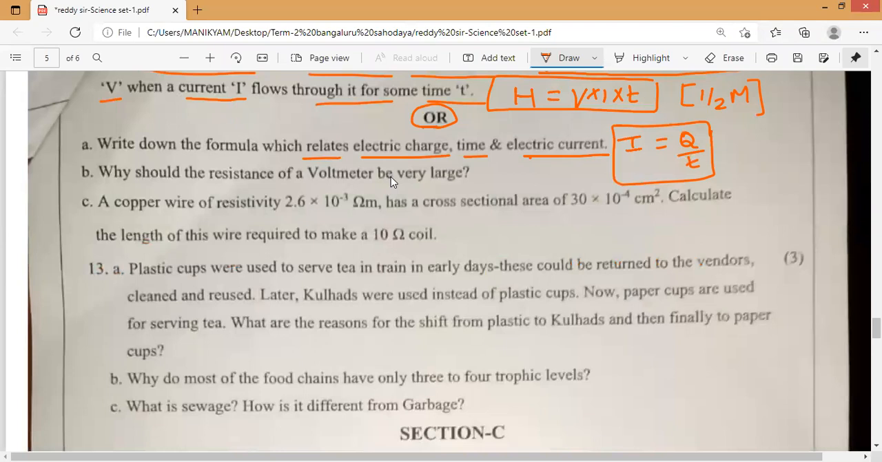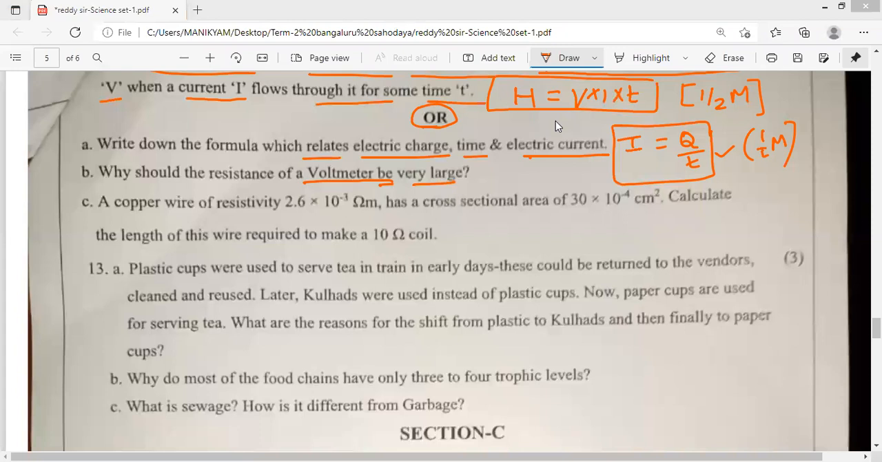Okay. So write down the formula which relates electric charge, time, and electric current. As we know, I is equal to Q by T. This is the first formula which we have studied in this chapter. Yes or no, guys? So you are going to get half mark for this. Next, why should the resistance of a voltmeter be very large? Anybody? Because it is connected in parallel. That is not the reason. One more reason is there. Yes, it is a parallel connection. We connect it in parallel because of its high resistance. But that is not the reason. Why must it be high resistance? Anybody?